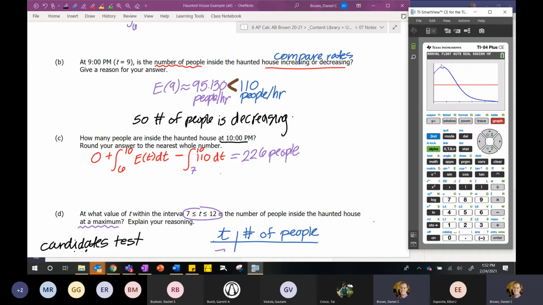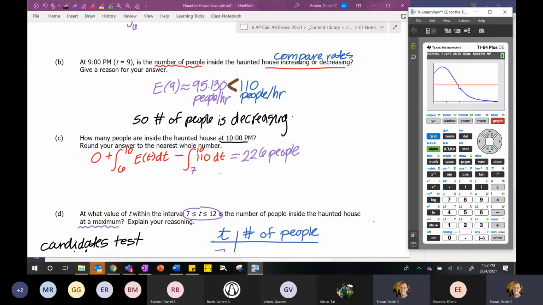People see this high point and think, hey, that's where the most people are in the haunted house. That's definitely not when the most people are going to be in the haunted house, because even though that blue function is decreasing, it's still higher than the red function. So people are still entering the haunted house faster than they're leaving. That equilibrium point is probably where the maximum number of people are. We just have to justify that using our candidates test.